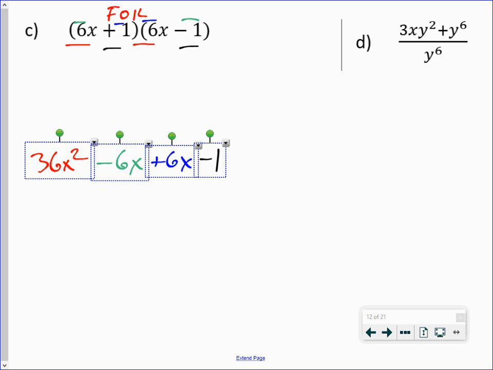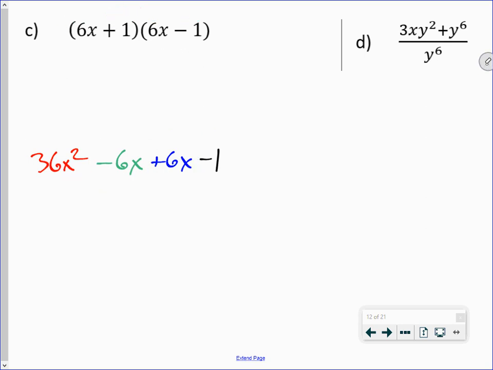If the FOIL is confusing, the other thing you can do is what's known as double distribute.